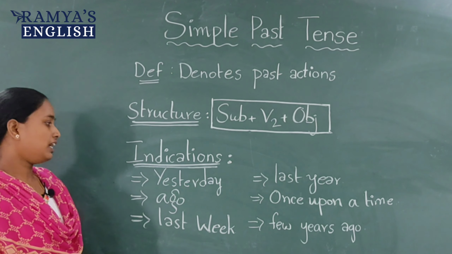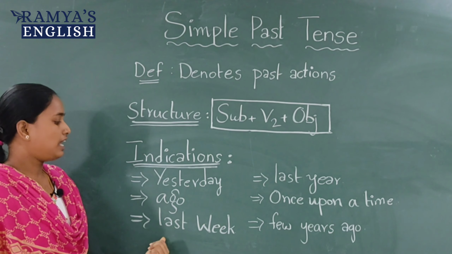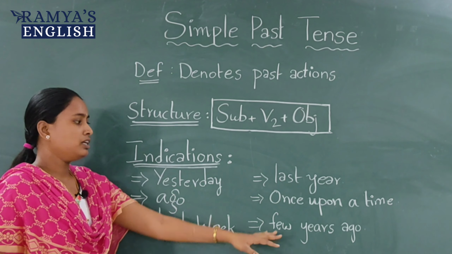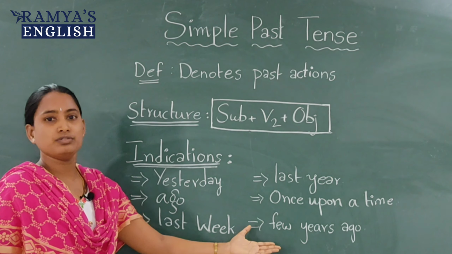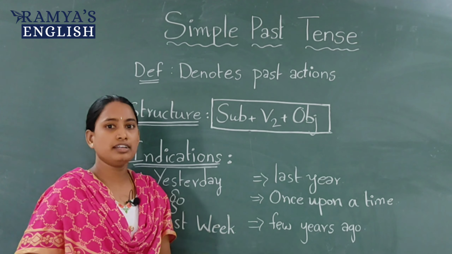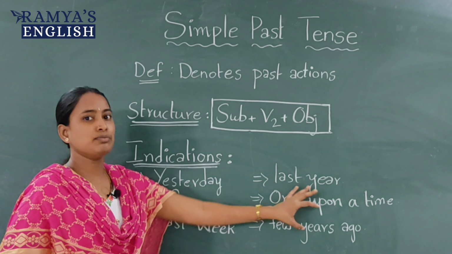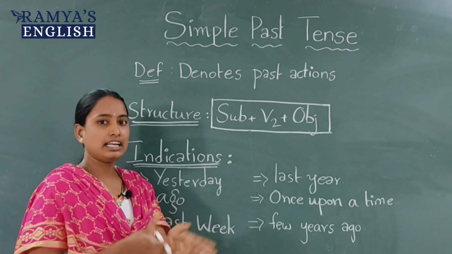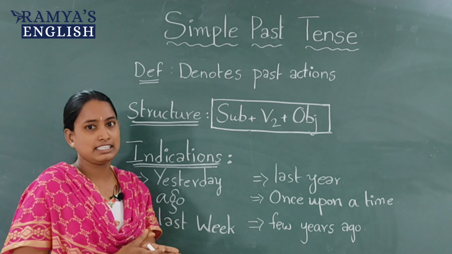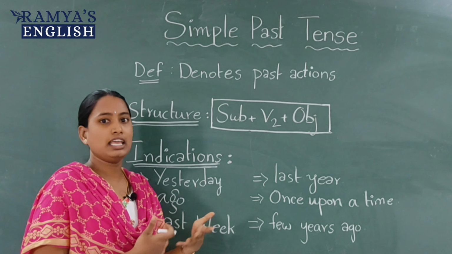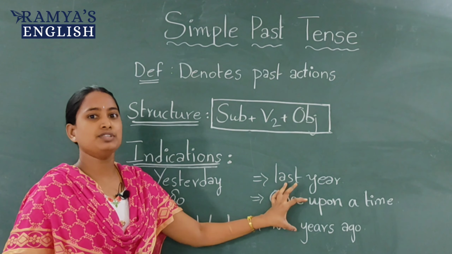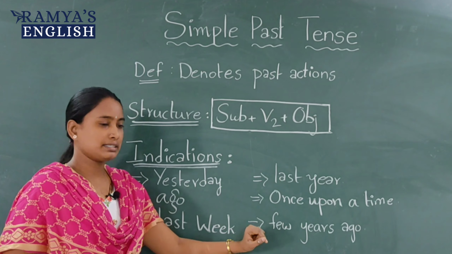So the indications are yesterday, ago, last week, last year, last month, and once upon a time. So this once upon a time we use for narrating past stories. If you observe in your textbooks, we can see this word number of times, and in that lesson if you notice, you can come across so many past sentences. He came, he went, he ate, he walked, he talked. So in that way you can observe all the simple past sentences.